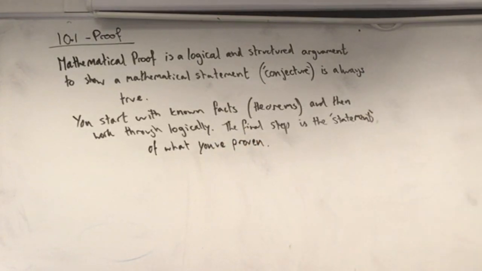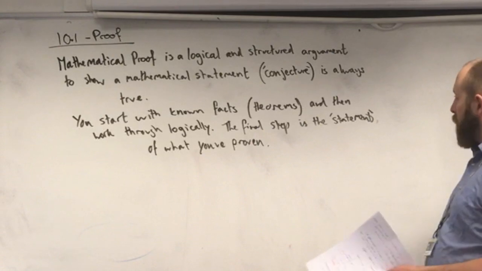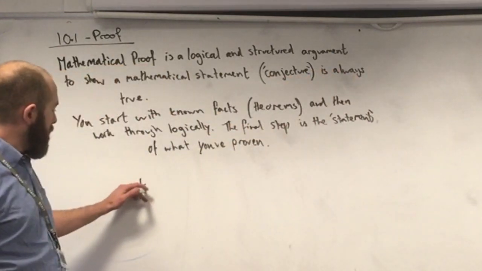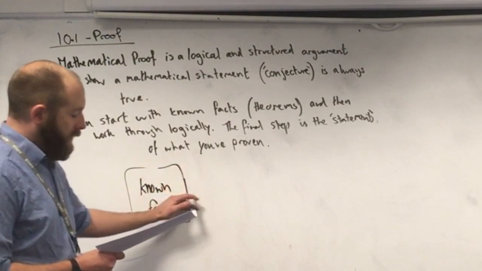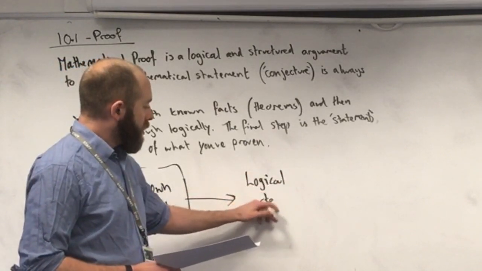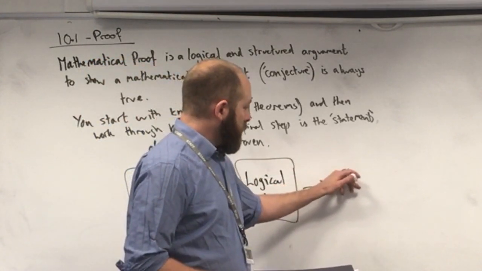Right, so mathematical proof is a logical and structured argument to show a mathematical statement, otherwise known as a conjecture, is always true. So logical and structured to show something is true. You start with known facts, which we call theorems, and then you work through them logically, and then the final step in proof is the statement of what you've proven. So, to summarise, start with known facts. Take some logical steps. Prove something, and then state how you've proved it.